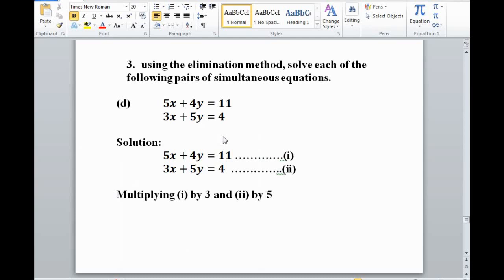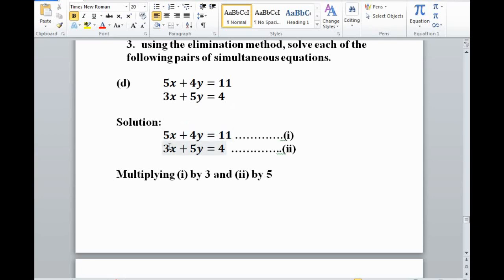New Syllabus Mathematics Book 2, Exercise 2E, question number 3. Using the elimination method, solve each of the following pairs of simultaneous equations. Fourth part from this exercise: 5x plus 4y equals 11, and the second linear equation is 3x plus 5y equals 4. So step 1 is to name these two equations as equation 1 and equation 2.